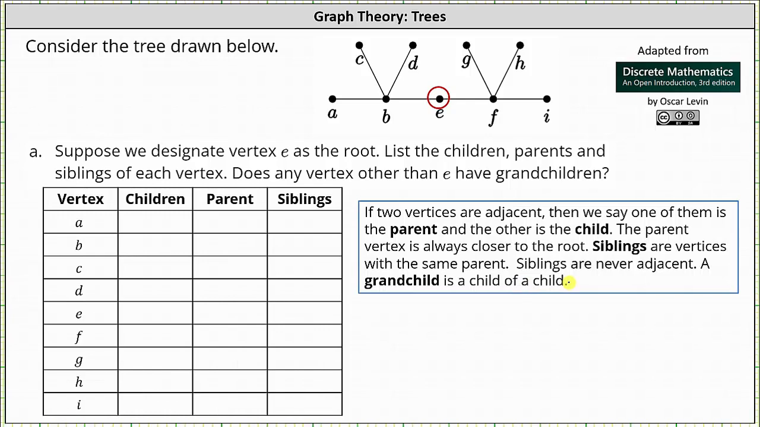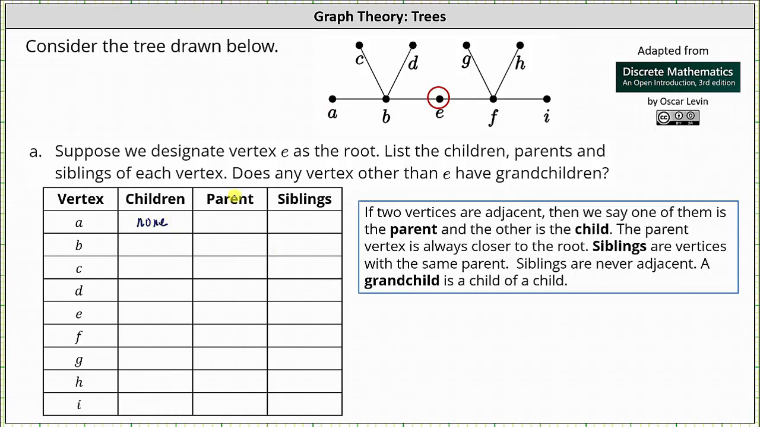So going over to our table, let's start with vertex A. Notice vertex A and vertex B are adjacent. However, vertex B is closer to the root. This indicates B is the parent and A is the child. Because there are no other vertices adjacent to A, A does not have any children. Let's go ahead and enter none.